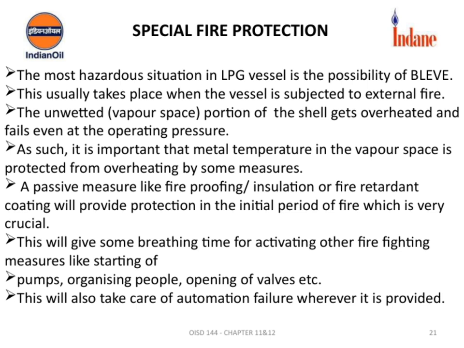That's why it's crucial to protect the metal temperature in the vapor space from overheating. One effective way to do this is through passive measures, such as fireproofing, insulation, or fire retardant coatings. These protective layers act as a barrier, providing crucial initial protection during the early stages of a fire. This initial period is extremely important because it allows us vital time to activate other firefighting measures, like starting pumps, organizing personnel, or opening valves.